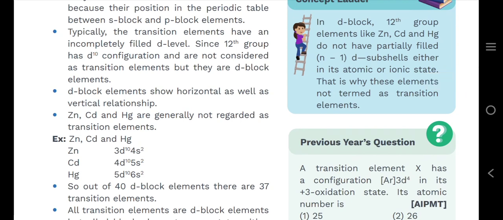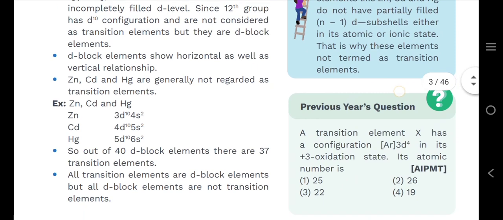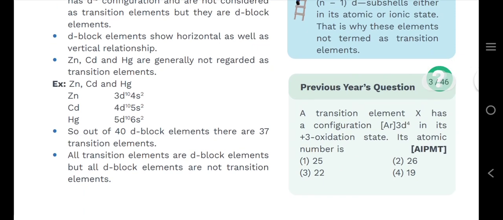Their configuration is: zinc has configuration 3d10 4s2, the configuration of cadmium is 4d10 5s2, and the configuration of mercury is 5d10 6s2. So out of 40 d block elements, there are 37 transition elements. All transition elements are d block elements, but all d block elements are not transition elements.